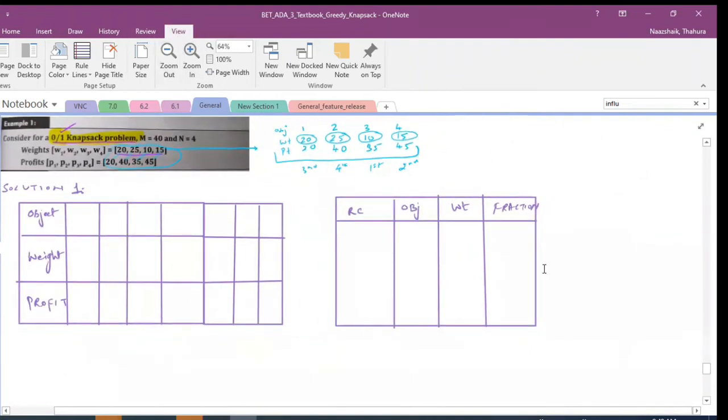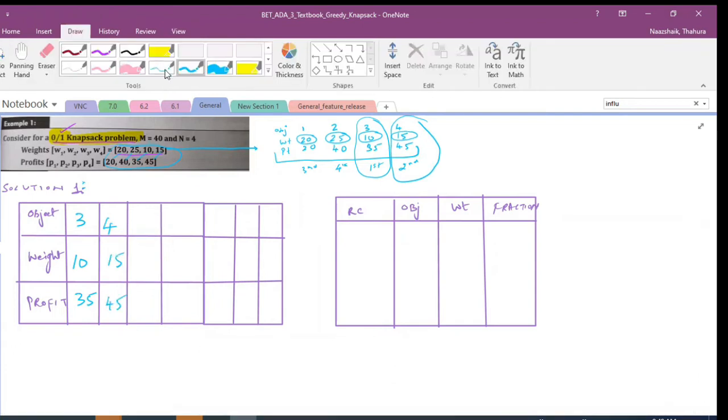Okay. Right? Now in your solution 1, first solution, we will be going by increasing order of weight. So note down, first we have to copy the first object. So this is your third object with weight 10, profit is 35. Then you have your second object, so it's your fourth with weight 15 and 45. Let me know if you have any doubts in how we got this. Why am I taking this object and writing it here?